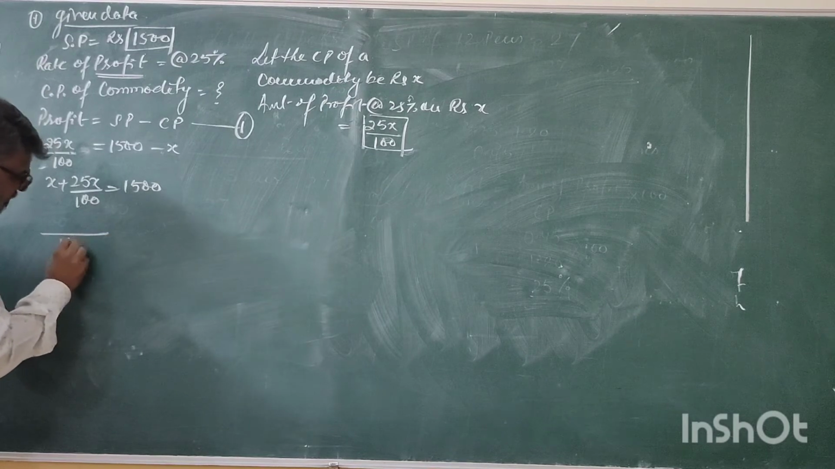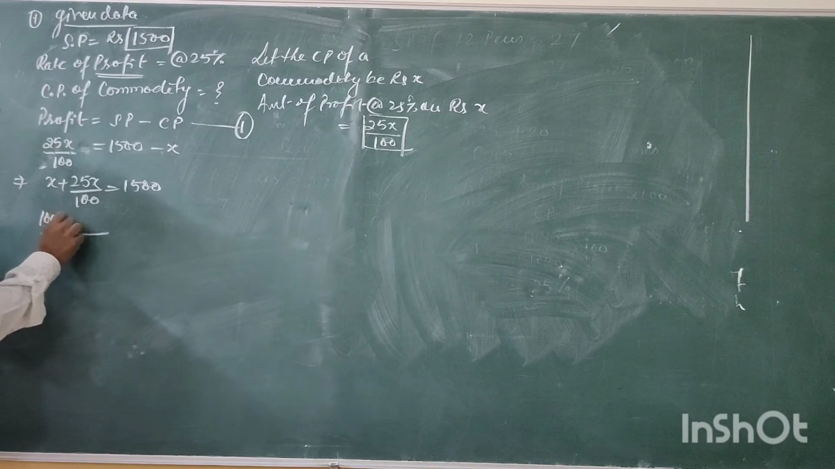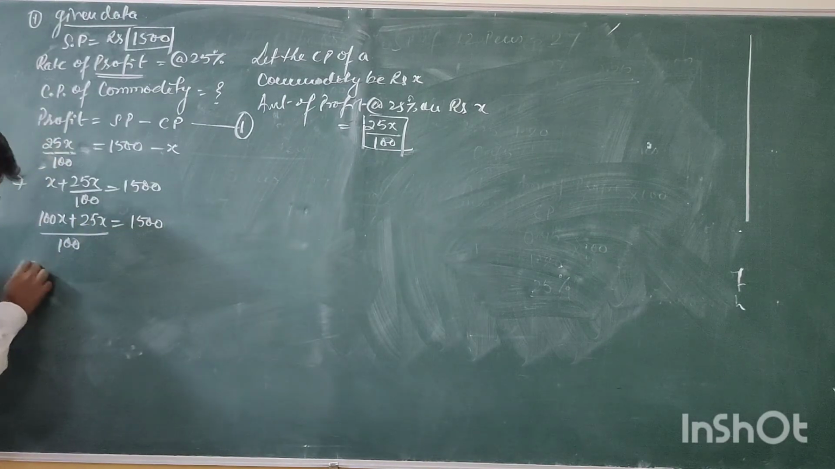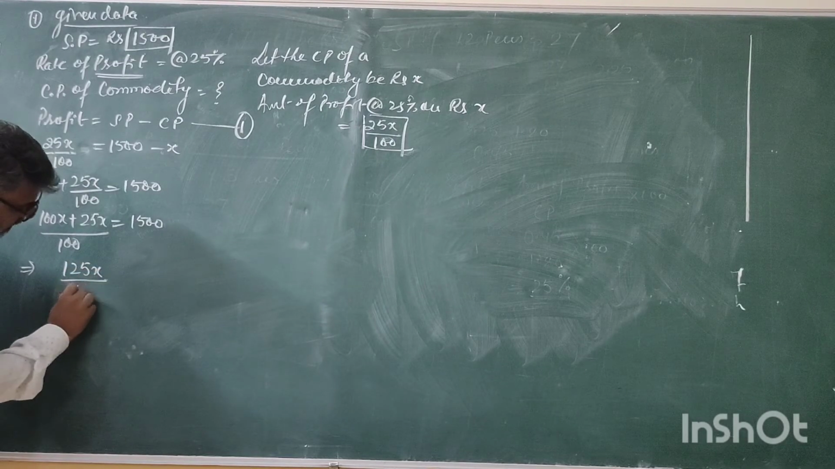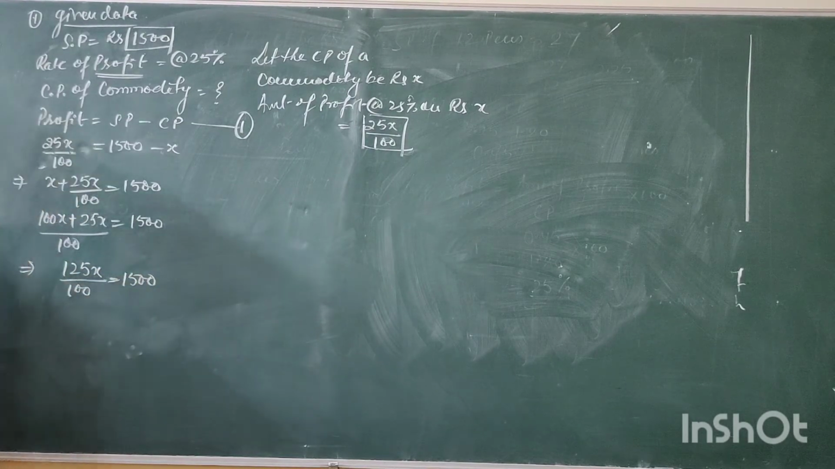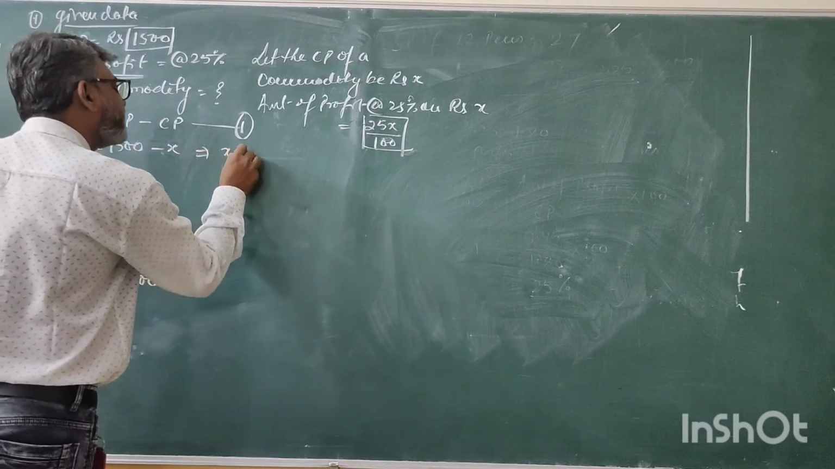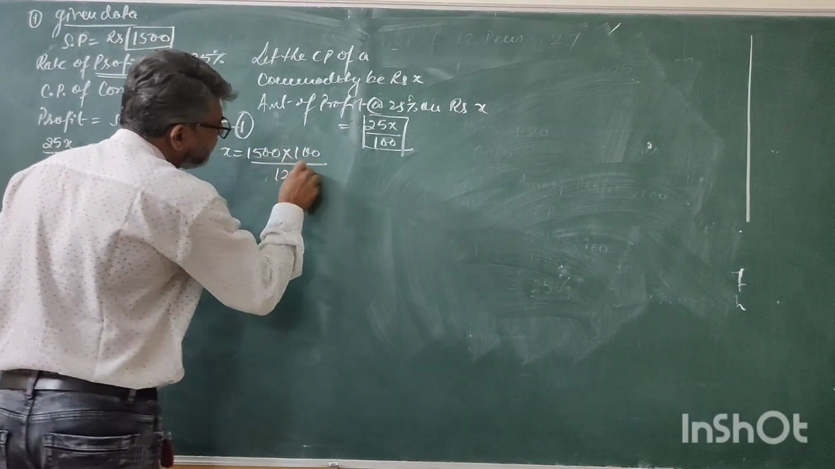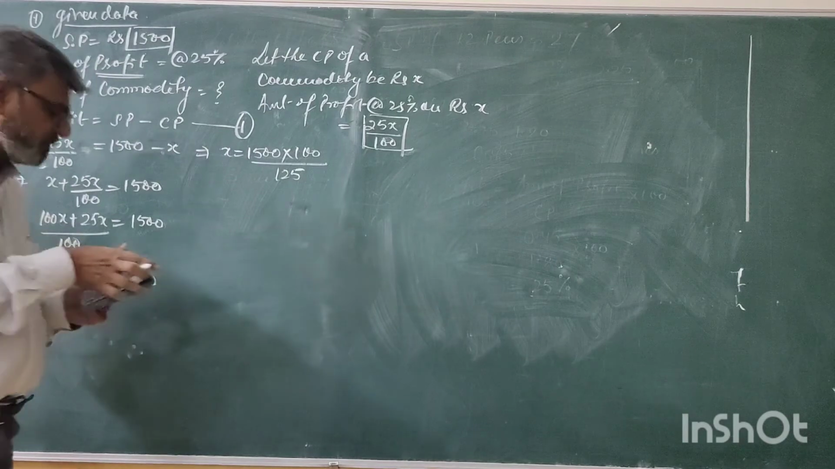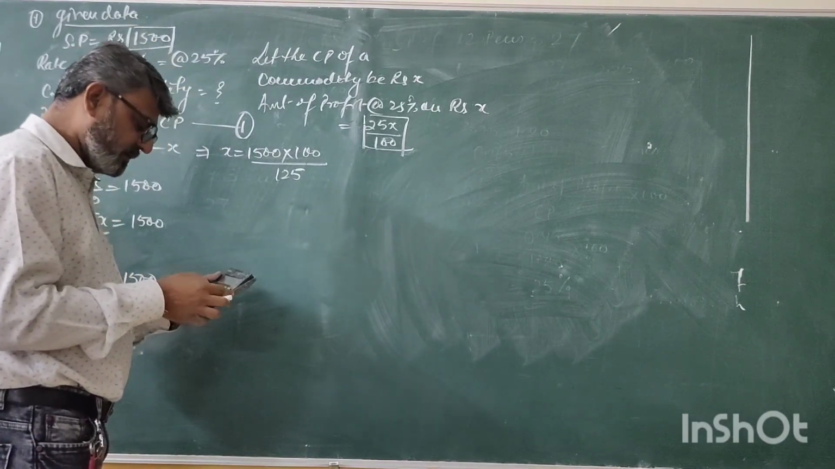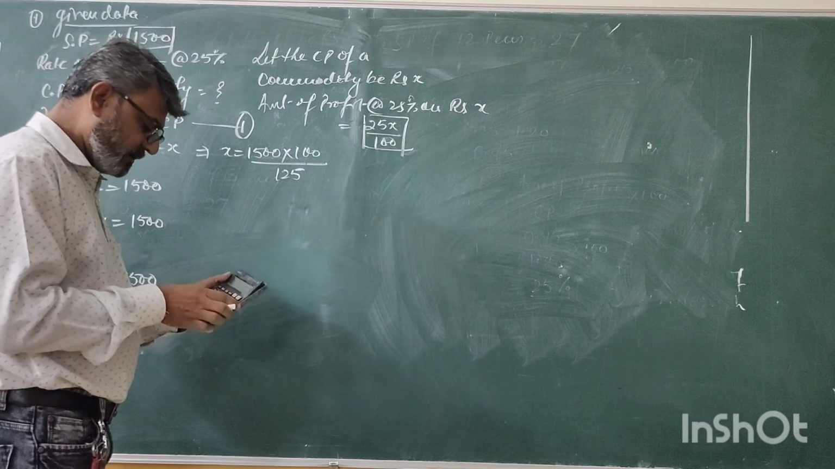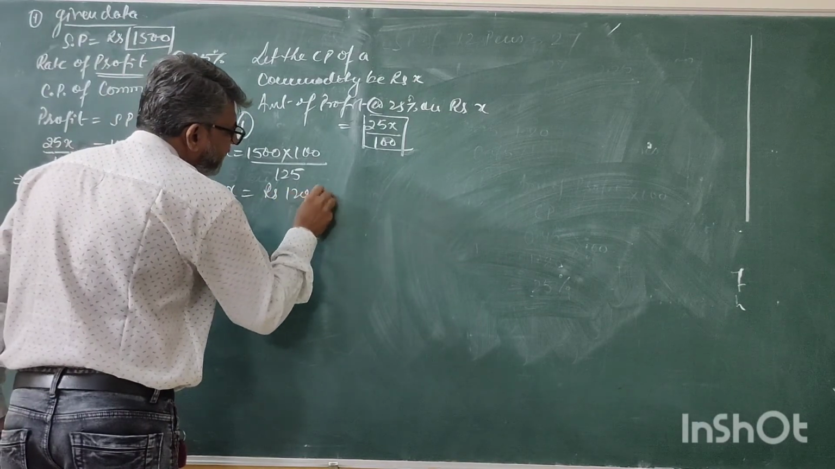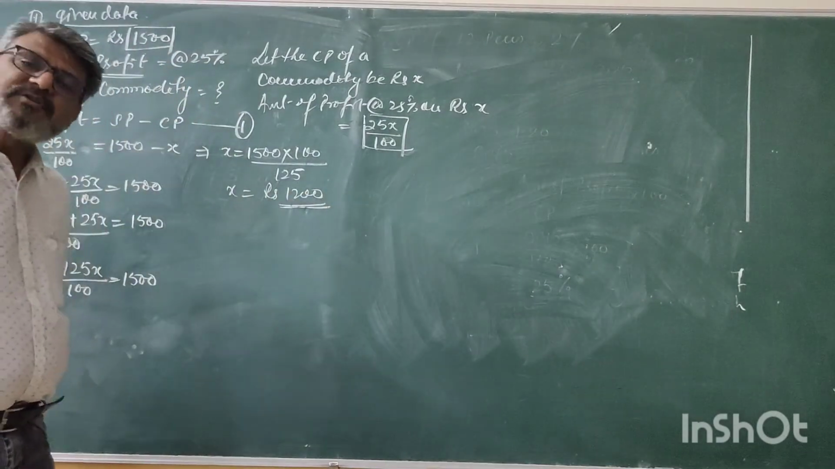Now first of all, you have to take LCM: 100x plus 25x is equal to 1500. Therefore, 125x upon 100 is equal to 1500. Now x is equal to 1500 into 100 divided by 125. First of all, solve this portion with calculator. 1500 into 100 divided by 125. Now x is equal to rupees 1200. Therefore, CP of the commodity is rupees 1200.